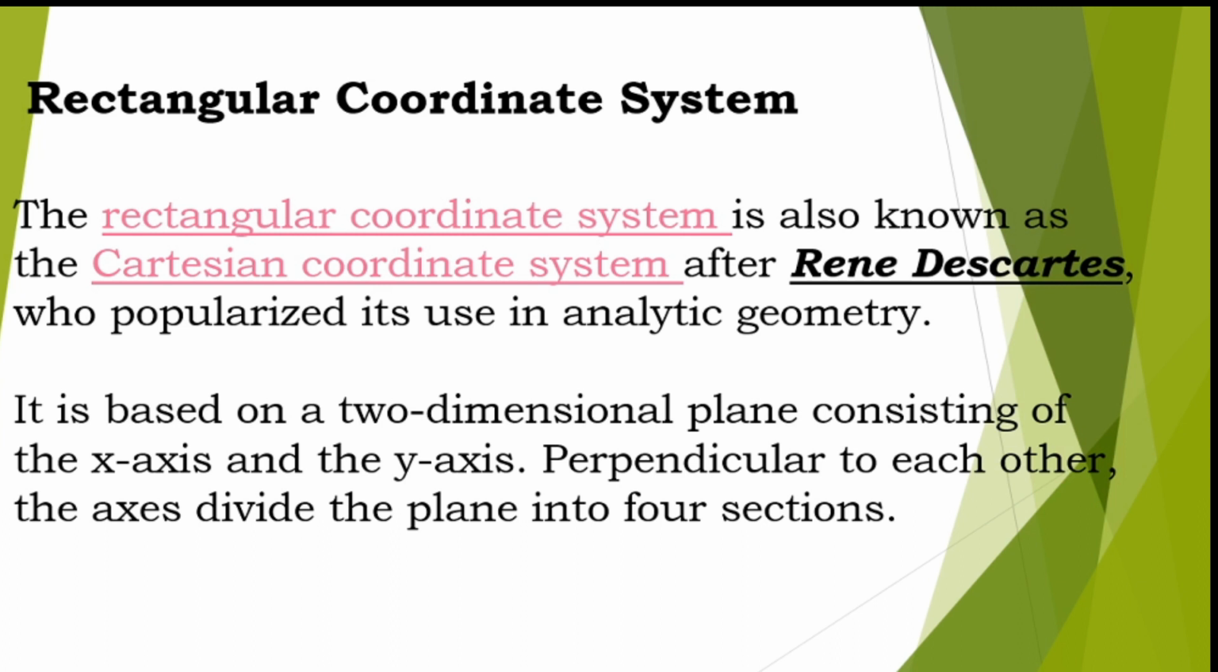Okay, so let's start with the definition. What is a rectangular coordinate system? The rectangular coordinate system is also known as the Cartesian Coordinate System, after René Descartes, who popularized its use in analytic geometry. It is based on a two-dimensional plane consisting of the x-axis and y-axis perpendicular to each other. The axes divide the plane into four sections.